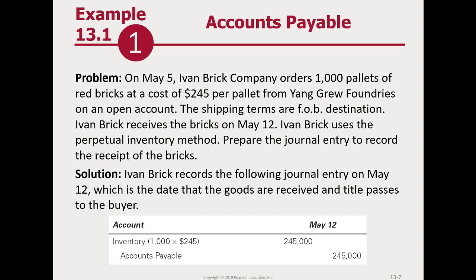On May 5th, Ivan Brick Company orders 1,000 pallets of red bricks, and these are going to be on accounts payable. So we show, I think it's FOB destination here. The bricks are received on May 12th. So on that date, the company takes title to it. They go ahead and record the inventory and show accounts payable.